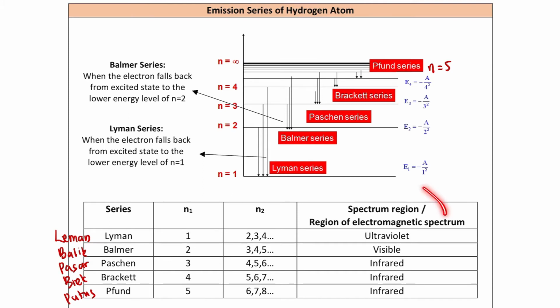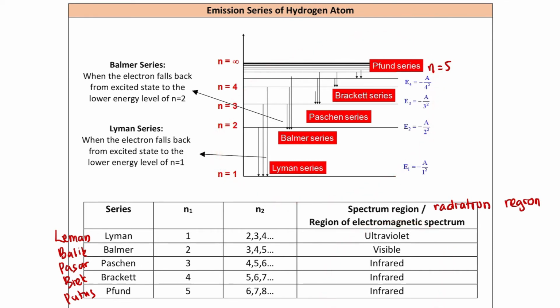And then another thing, this one. Okay, very, very, very important juga. Okay, spectrum region, or sometimes dia panggil region of electromagnetic spectrum. Okay, depend on the question. Sometimes ada dia bagi sebagai radiation region. Okay, so kalau soalan kata state the radiation region for Lyman series, that means UV. Kalau dia kata state the electromagnetic spectrum region for Paschen, that means infrared. Okay, right. So basically ini maksudnya transition ini berlaku dalam spektrum ini.